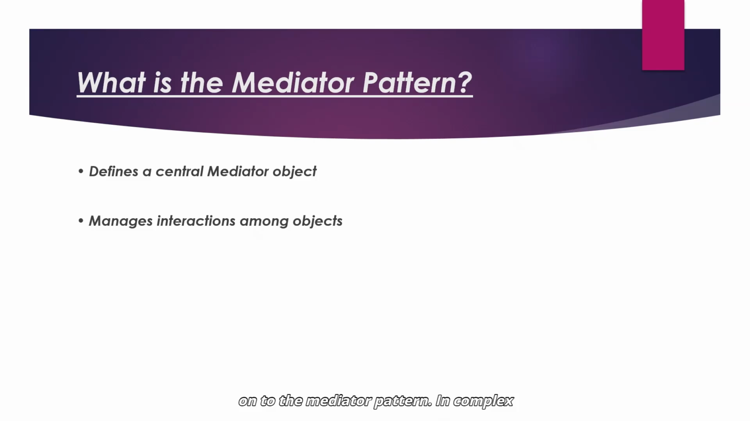Now moving on to the mediator pattern. In complex systems, classes often end up directly depending on each other, creating a web of dependencies that's very hard to manage. The mediator pattern solves this by introducing a middleman, the mediator, which controls and coordinates communication. Instead of objects talking directly to each other, they send messages to the mediator.